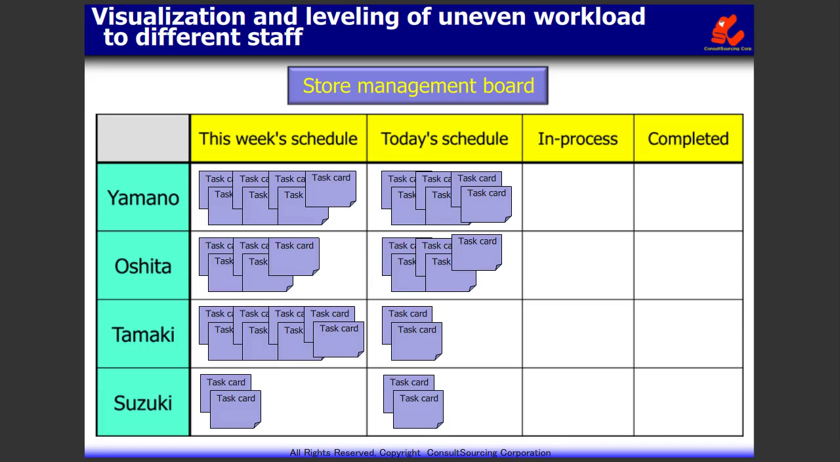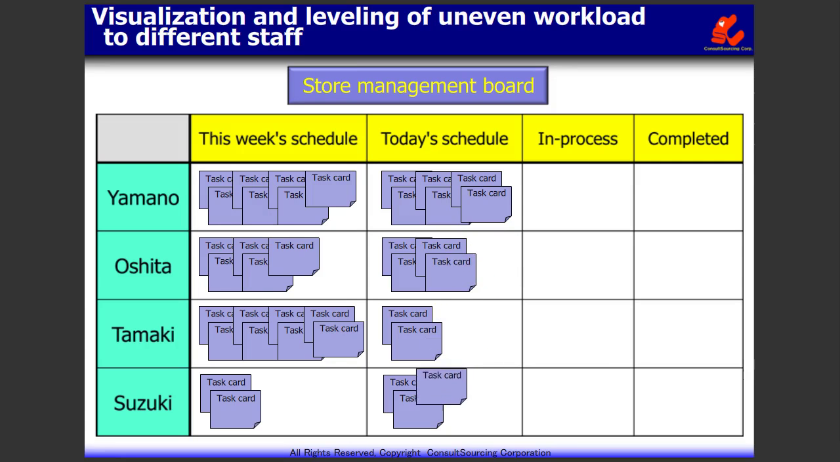To reduce uneven workload, write down the tasks of each staff on the task cards and post them to the store management board classified by the person in charge. Post the cards by classifying them into this week's and today's schedule. This enables to find out how much workload is imposed to which staff. When the work process time differs and the level of workload cannot be figured out, increase the number of cards in proportion to the required process time. Start by reducing the unevenness of workload of today's work.